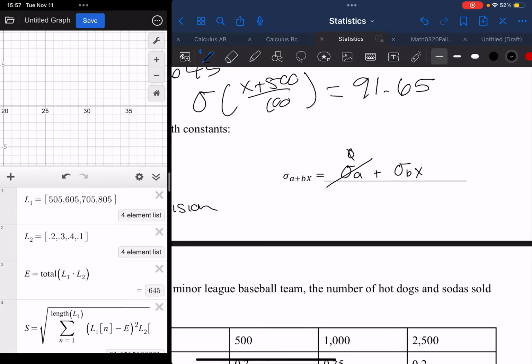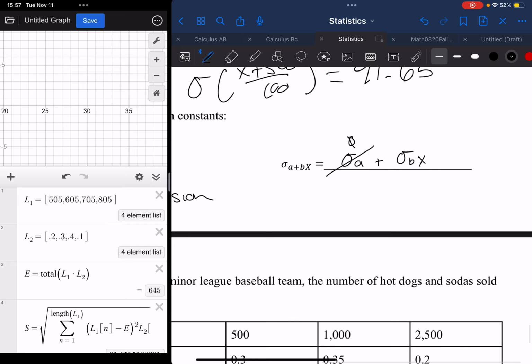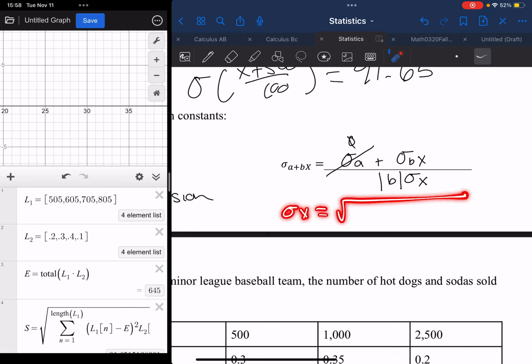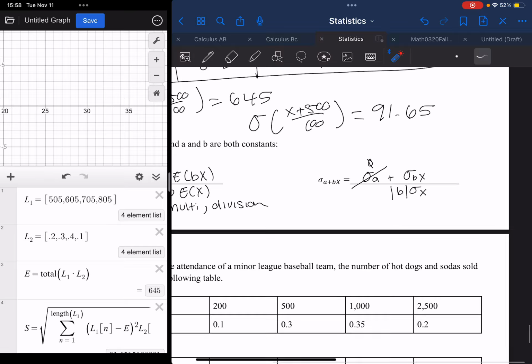Then we can take the B out, just like we did with expected value, and this becomes B sigma X, but the only difference is that this has to be the absolute value. The reason for that is that standard deviation is affected by multiplication or division of the random variable, but we have to remember that standard deviation cannot be negative. If you think of the formula of standard deviation, it is equal to a square root. Under the square root, we can't have a negative number, which means standard deviation cannot be negative, so that's why we use the absolute value of B times sigma X. Okay.